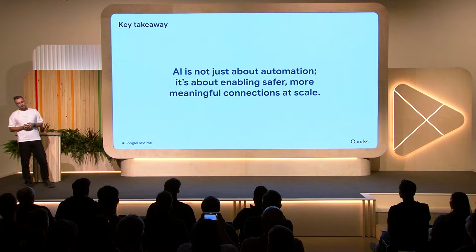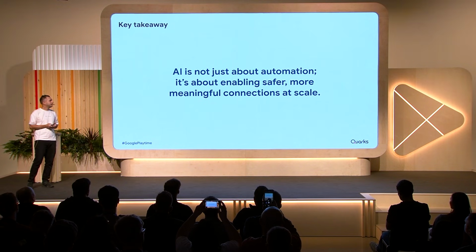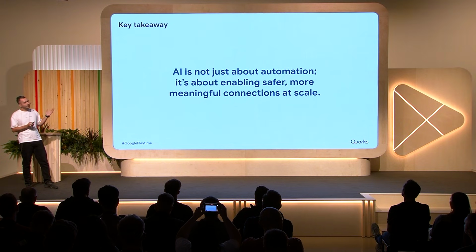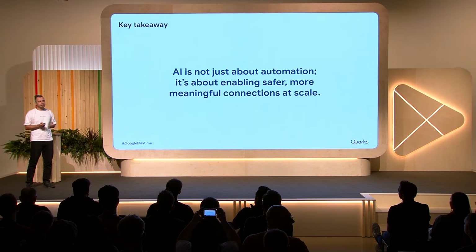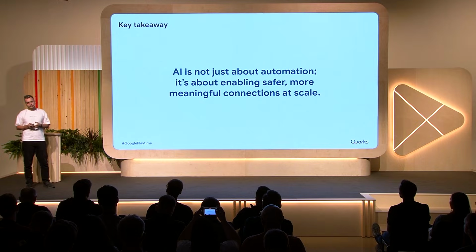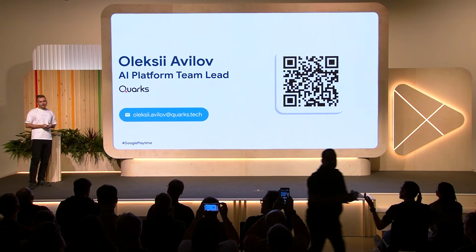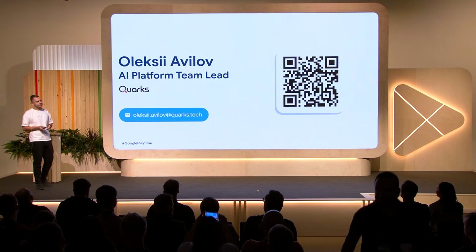And if there is one message I'd like you to remember, it will be: AI is not just about automation, it's about enabling safer and more meaningful connections at scale. At Quarks, AI allows us to personalize experience, protect users, and give them tools to express themselves, all while keeping trust and safety at the center. And such innovation already has impact on millions of our users. Thank you for your attention, and I'll be looking forward to your questions and discussion after the session.